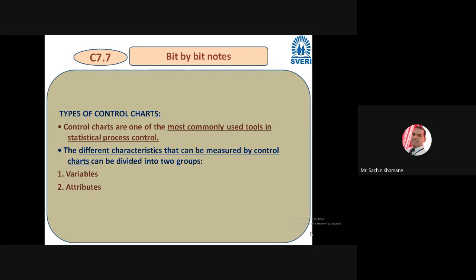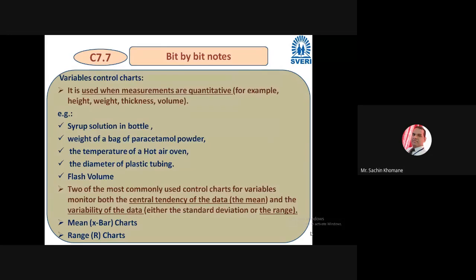control chart types, right? So there are two basic types: variables control chart and attribute type of control chart. Then we have understood when we should draw the control charts: whenever things are quantitative, which you can measure. For example, height, weight, thickness, volume. If such things are there, then generally people use the variable control chart, for things which you can measure in quantity. Okay, so at that time we should use control charts.